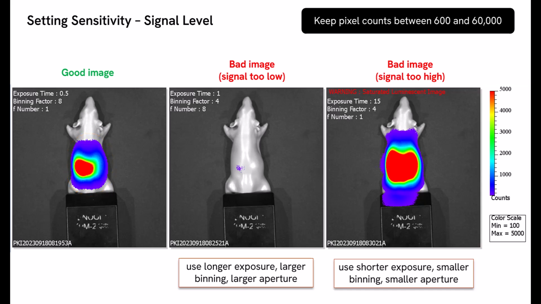In the middle image, the pixel counts tell us that the signal strength is too low, and it should be reacquired with more sensitive settings. The image on the right has too much signal and needs to be reacquired with less sensitive settings.